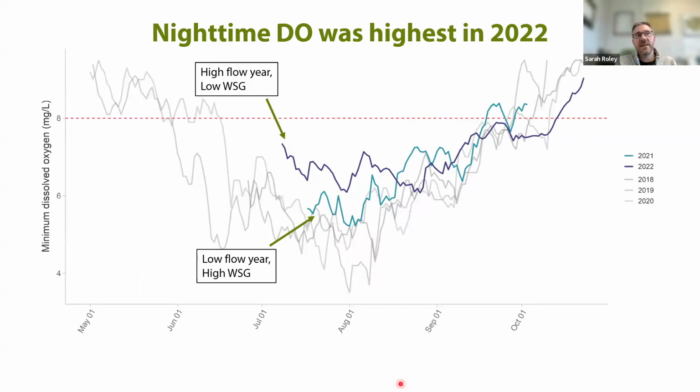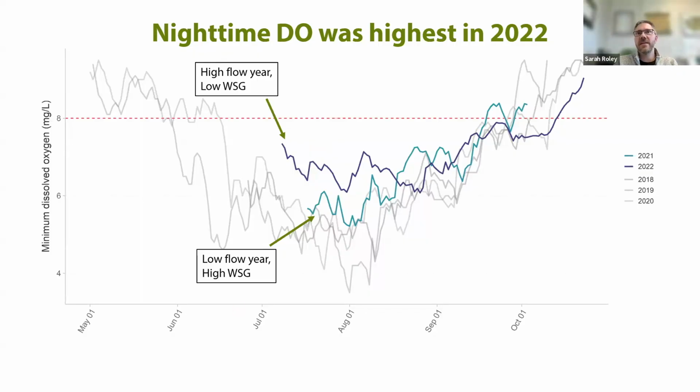So what can we say about this? Well, high spring flows do seem to attenuate early season water stargrass biomass. And that does seem to drive higher DO concentrations. However, that biomass attenuation doesn't seem to have been sufficient to meet water quality standards. So if you notice, even though in the early season here nighttime DO is much better than it was before, it's still well below this Washington State water quality standard line.